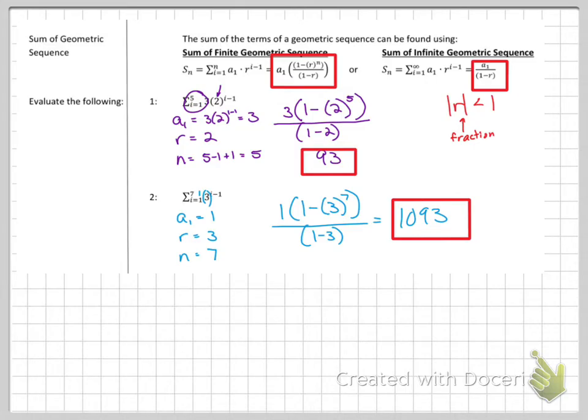When that happens, you can find the sum, and this is the formula for it. It's a way easier formula, but you have to check r. You have to check this. If r is bigger than 1, there's no sum. And that could be a test question.